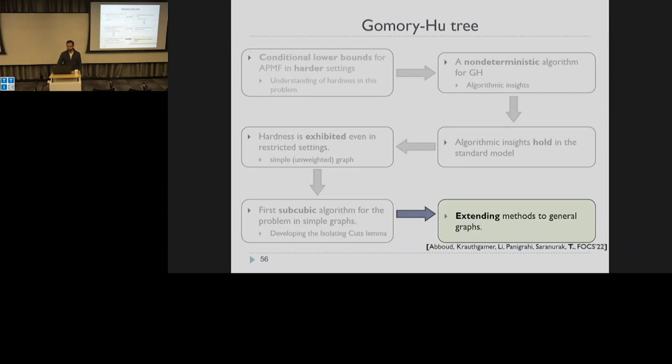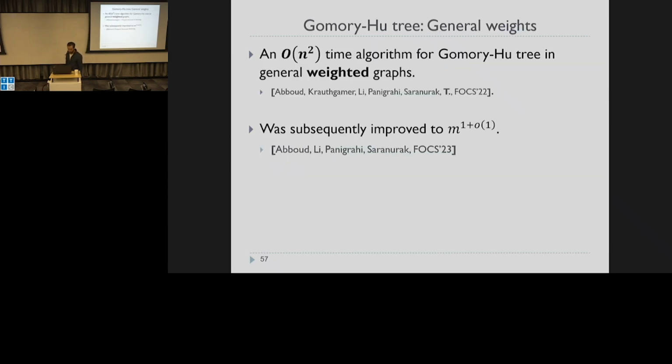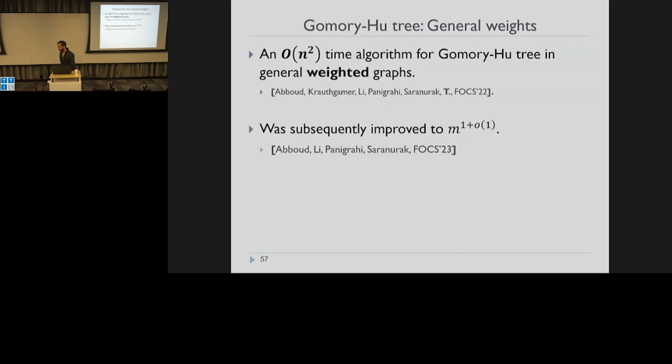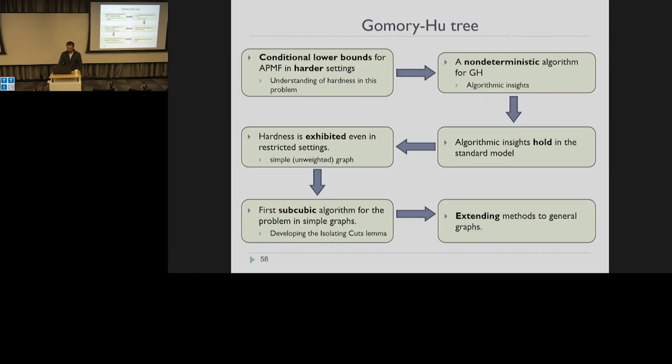And indeed, we managed to do it. We showed an n squared time algorithm for Gomory-Hu tree in general weighted graphs, and later this was improved to a near linear time algorithm. So this is how fine-grained complexity tools can help us design fast algorithms.